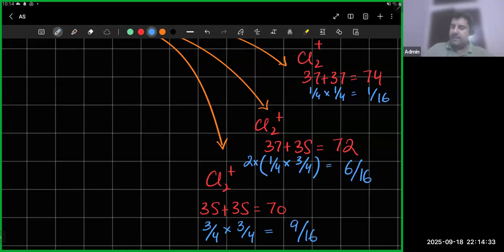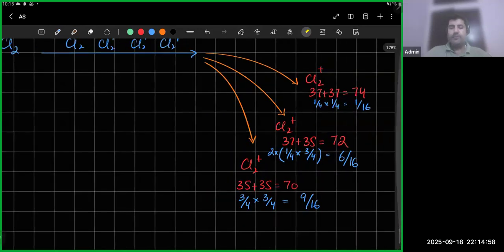Those are two events because either the first one is 37 and the second one is 35, or the first Cl is 35 and the second one is 37. So basically there will be two particles which have a mass of 72. Either the first is 37 and the second 35, or the first is 35 and the second 37. So that's why there will be two events. That's why I'm multiplying it by 2.